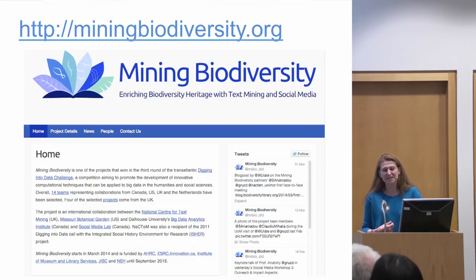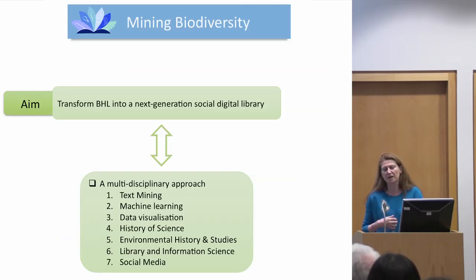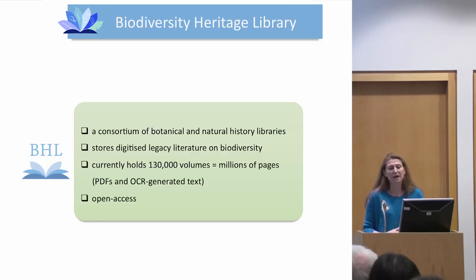So the second project is mining biodiversity, and this is our website, and again, this is ongoing. We're mining the BHL library, and the whole point is to transform BHL, add advanced search, and create a next generation social digital library. There are several people on this, but I'll focus only on our work on text mining. The consortium has about 130,000 volumes, and it's about 63 gigabytes of text that we are mining. There are lots of OCR and PDF, and they're all open access.